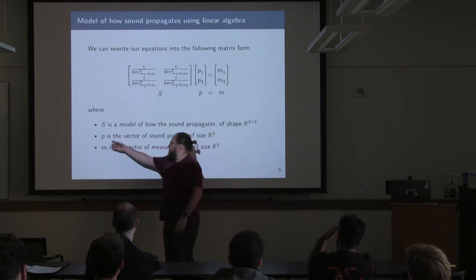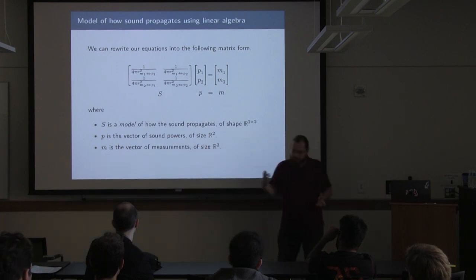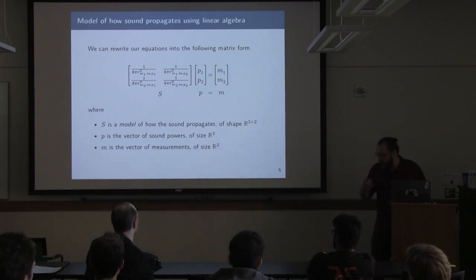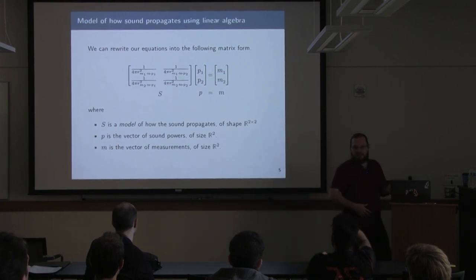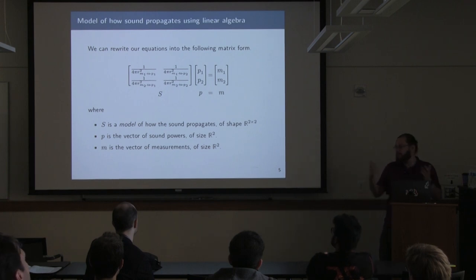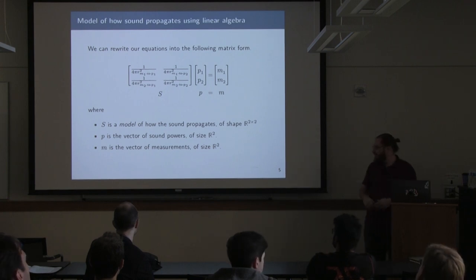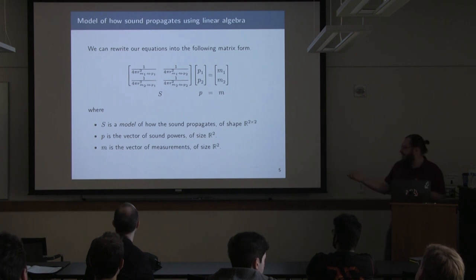Then we have our P, which is a vector of size 2, right? There's two speakers, so we know that this vector has to be of size 2. And we know that we have two measurements, right? We have Alice's iPhone, or if you use Android, it's your choice, and Bob's dB meter. So how do we solve this problem?